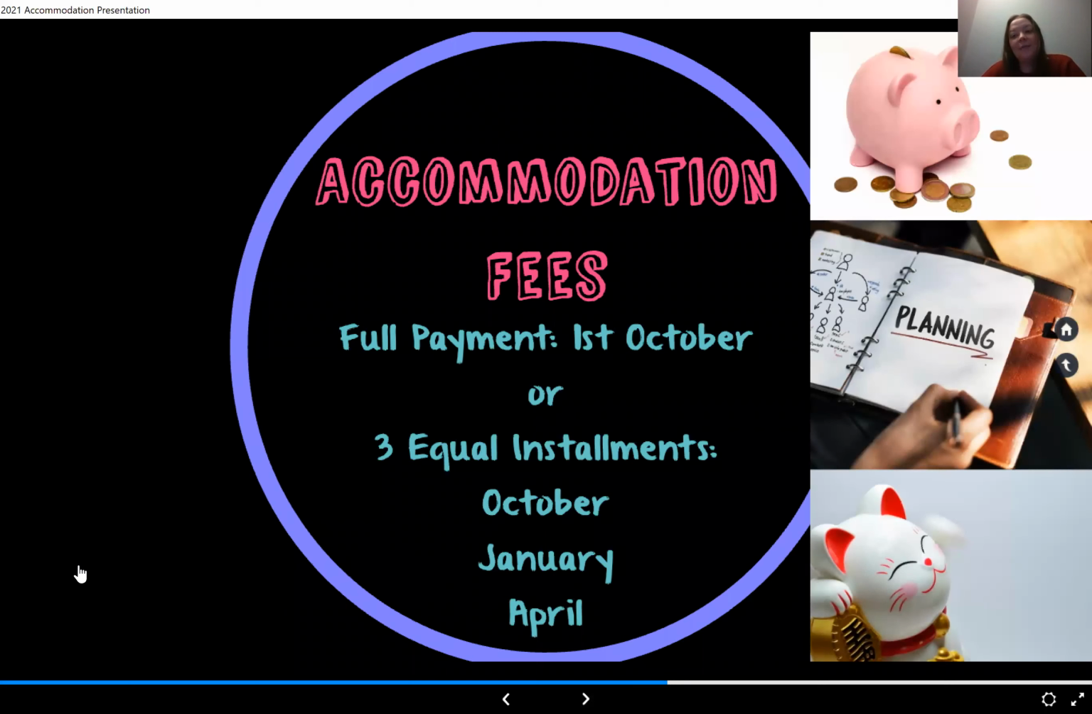So in terms of accommodation fees, you'll be able to see our fees on our website. So if you head over to liverpool.ac.uk/accommodation or follow the link that is in the Q&A section, you'll be able to see the accommodation fees for 2021. You have options when it comes to paying, so you can either pay in full by the 1st of October, or you can pay in 3 equal instalments that fall in October, January and April, and usually fall a few days after your student loans are due to go into your account.